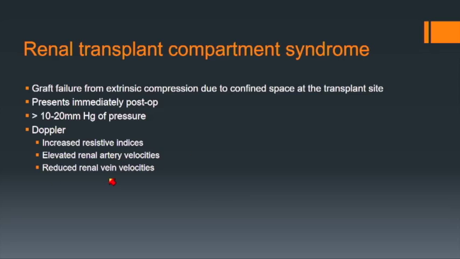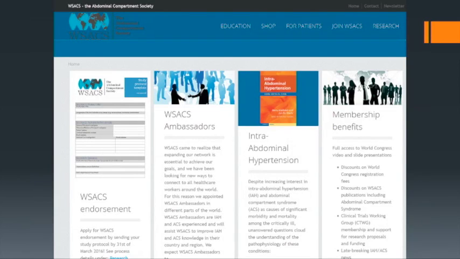You generally get reduced renal vein velocities. So this is now becoming more and more well recognized, and in fact, there's actually a society dedicated to this entity of abdominal compartment syndrome.